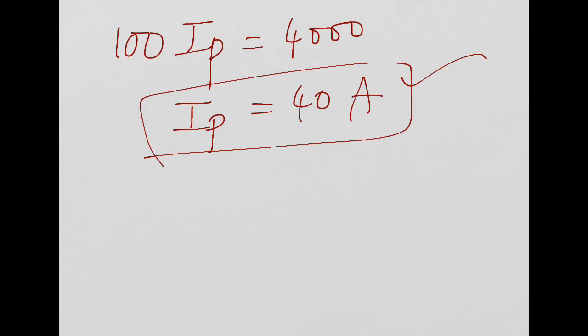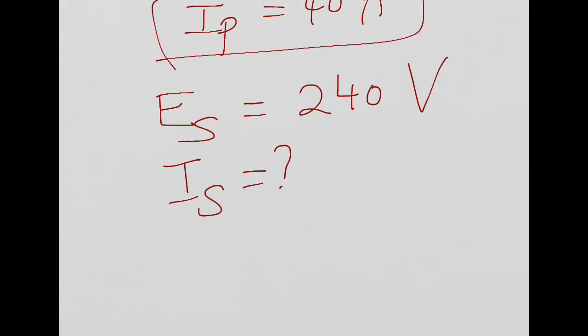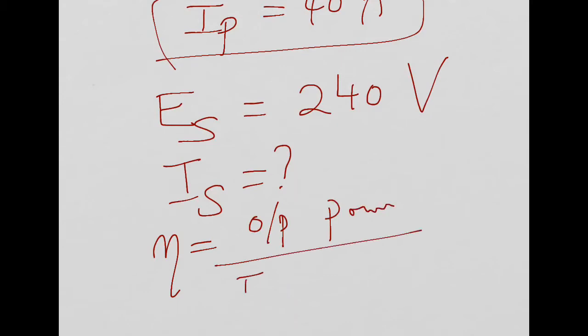Now, the secondary voltage ES is given as 240 volt. They have asked to calculate the primary and secondary currents. So can I just simply go to find out IS, the secondary current? No, I have to wait. Efficiency of an ideal transformer only is 1. At the same time, for a practical transformer, efficiency, which is output power by input power, has to be respected.